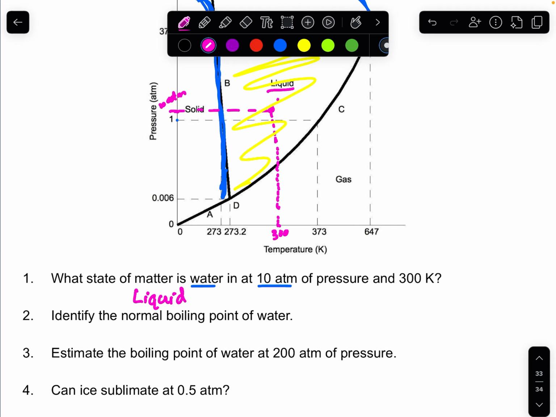Identify the normal boiling point of water. Then we said normal boiling point is the temperature at 1 atm pressure, right? So of water. So if you extend the line, this is 1 atm, maybe I'll use a different color. This is 1 atm, then we go here, it is reaching here, and what is the temperature there? 373 Kelvin. That is the normal boiling point of water, which is 100 degrees Celsius, as you all know.